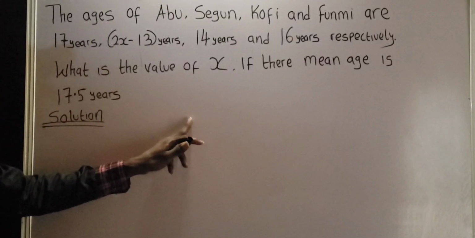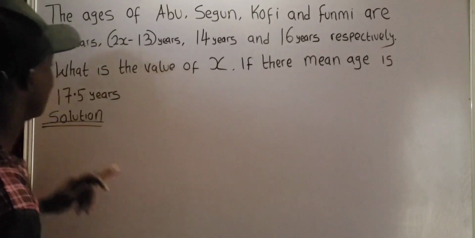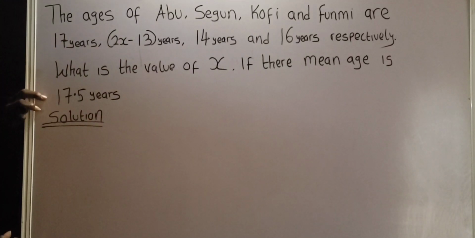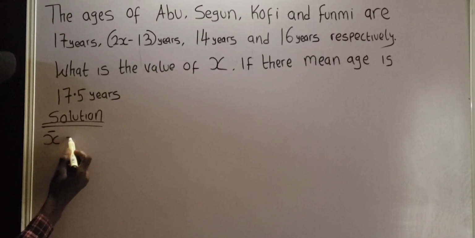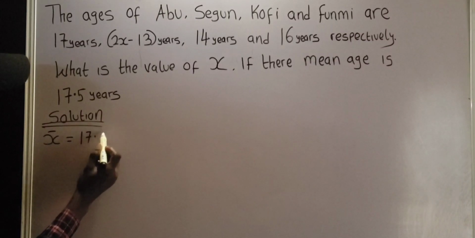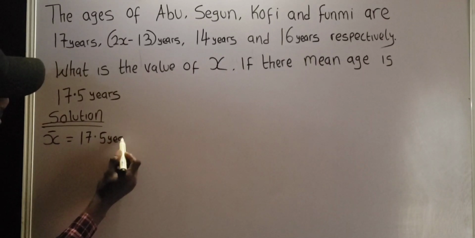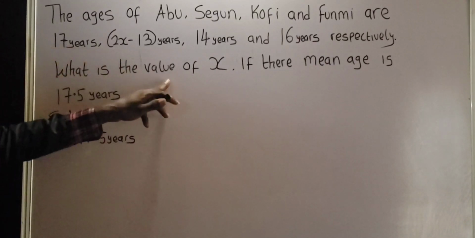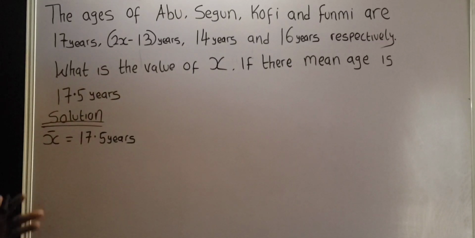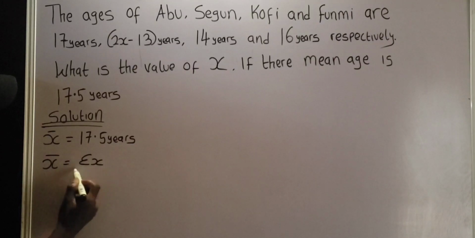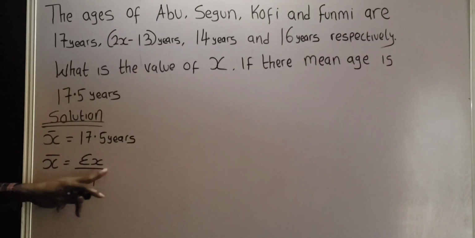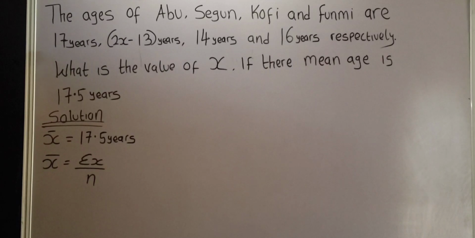Don't forget that we have been given the mean age as 17.5 years. And I told you that mean is represented as x bar. So x bar is equal to 17.5 years. To find the value of x, we can easily use the formula of mean. Don't forget that x bar is summation x all over n, and summation x is the sum of all the numbers, while n is the total number of observations.